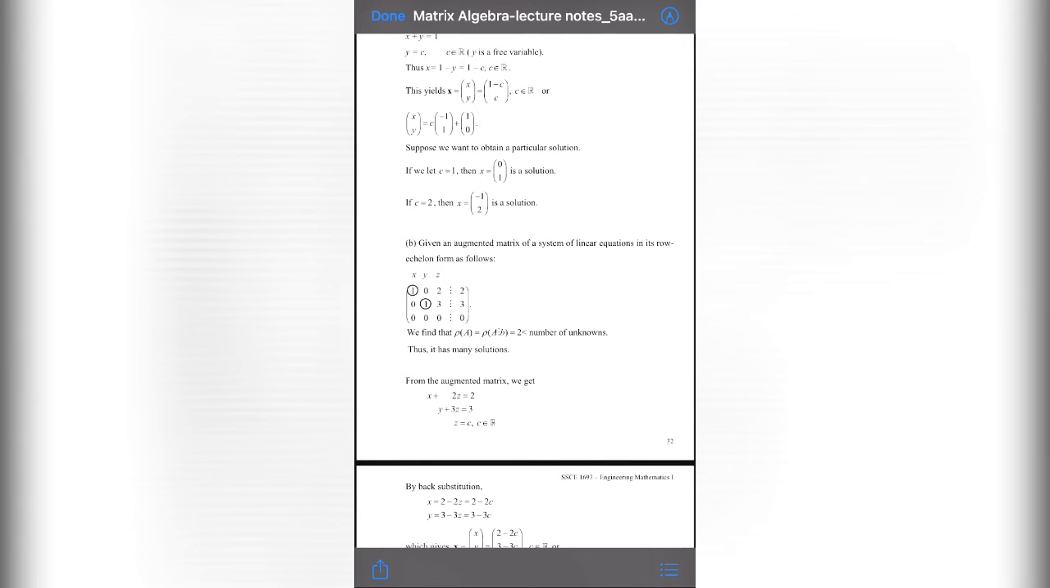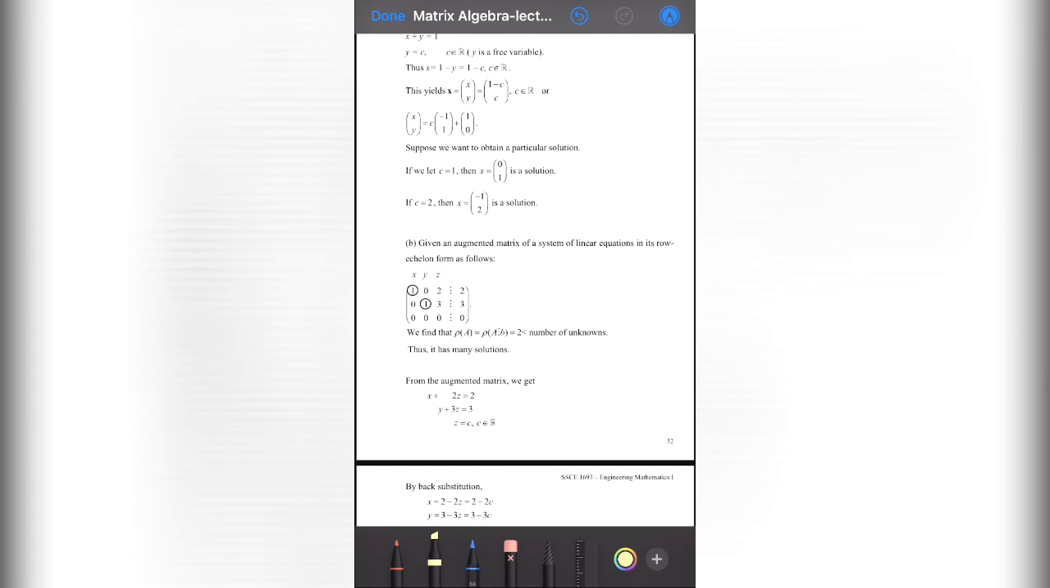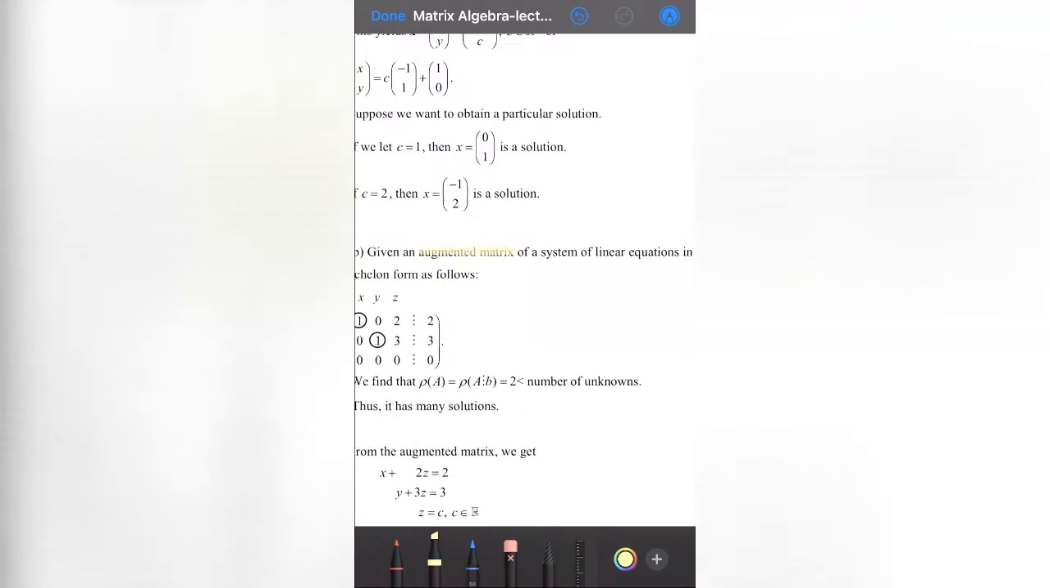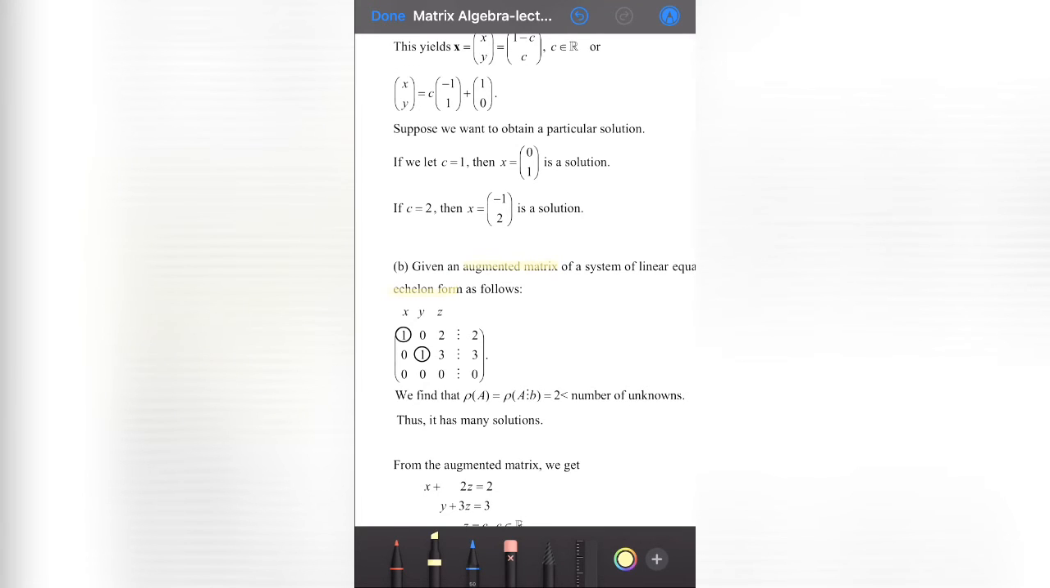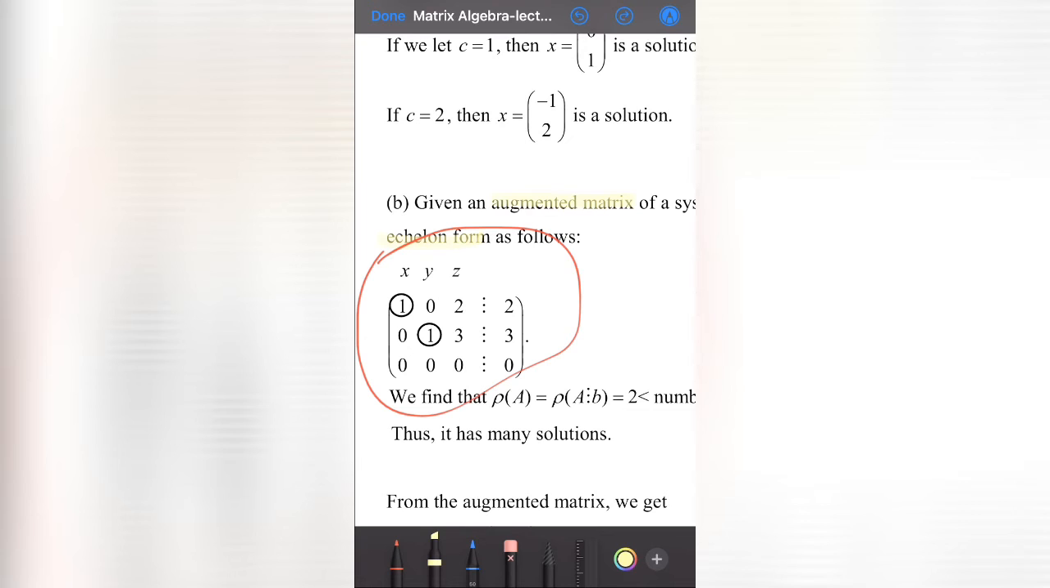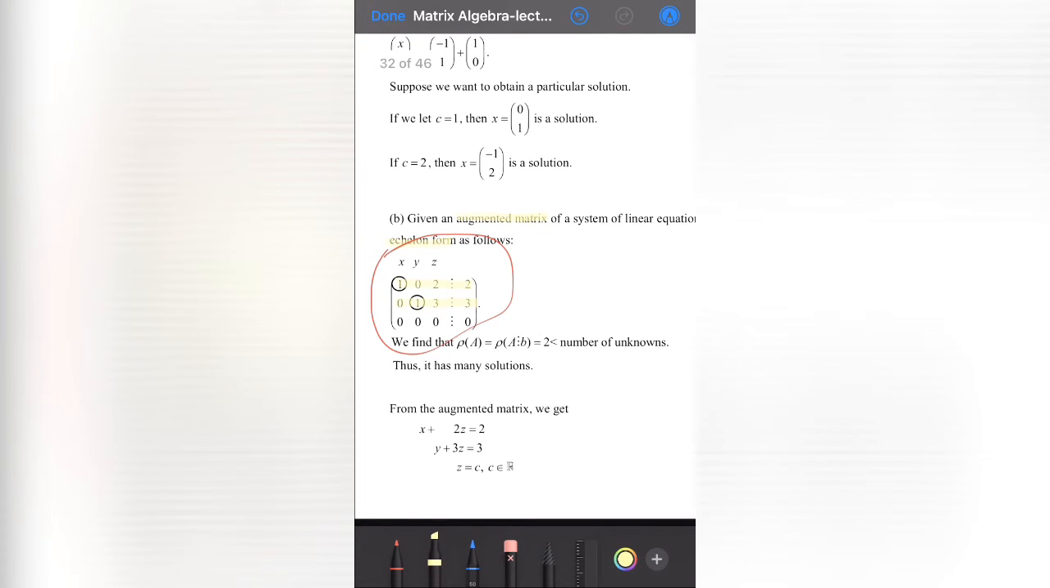Okay, now we go to question B. Given an augmented matrix of a system of linear equations in its row echelon form as follows. By looking at this matrix, we find that the rank of the matrix is 2, which is this 1 and 2. The 0 down there doesn't count. So 2 is less than the number of unknowns, which is 3: x, y, and z. Thus, it has many solutions.